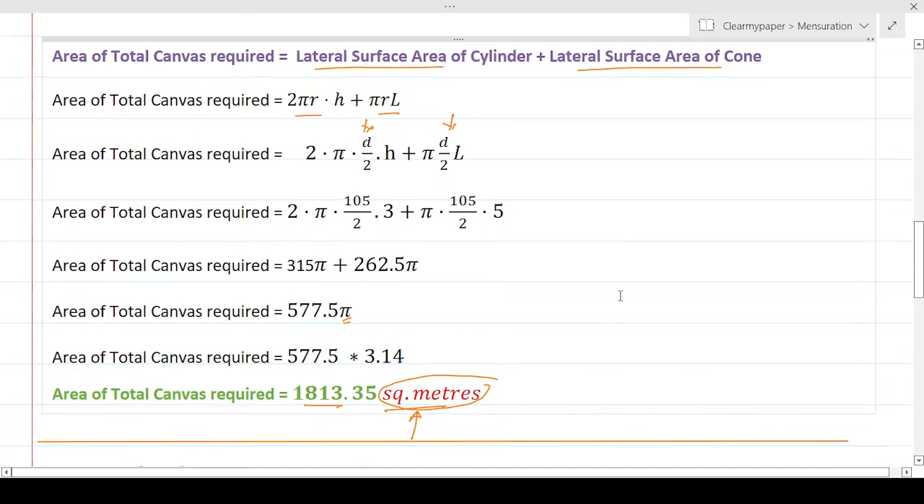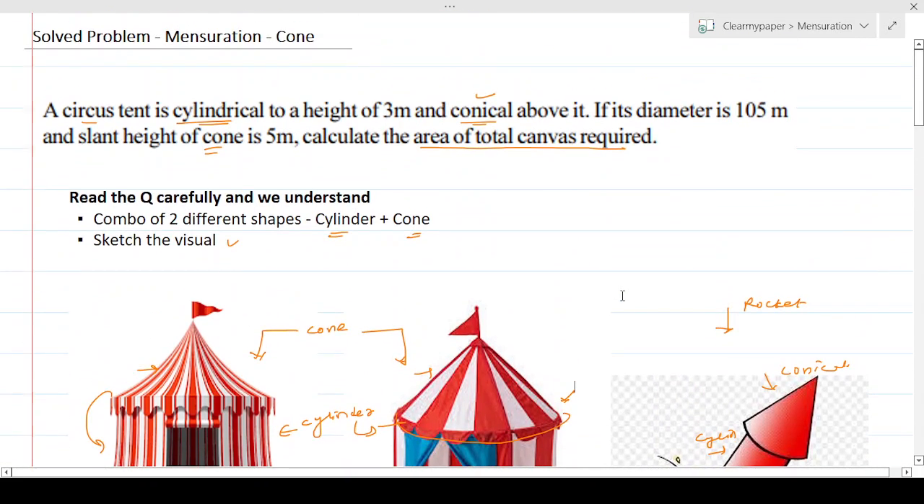So that's a wrap up on how to calculate the surface area of a cone, and this is one of the problems under cone for mensuration, and I'll see you in the next topic.